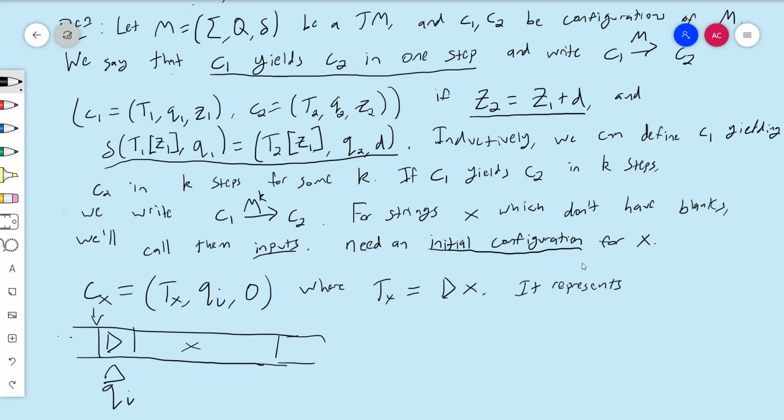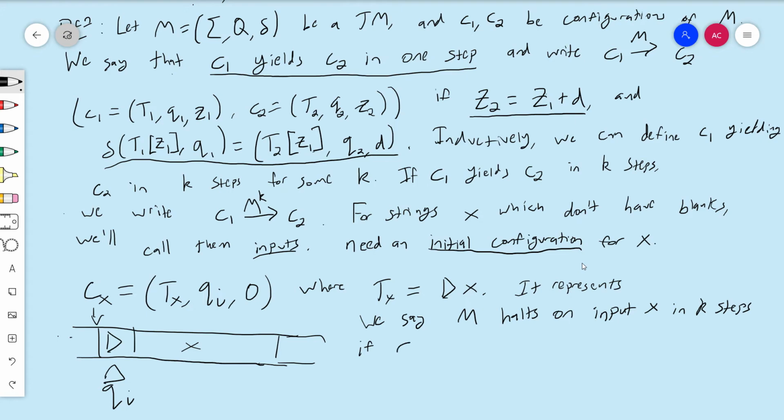So now we need to define what it means for a Turing machine to halt. We say that M halts on input X in K steps if, for some K, this is true.